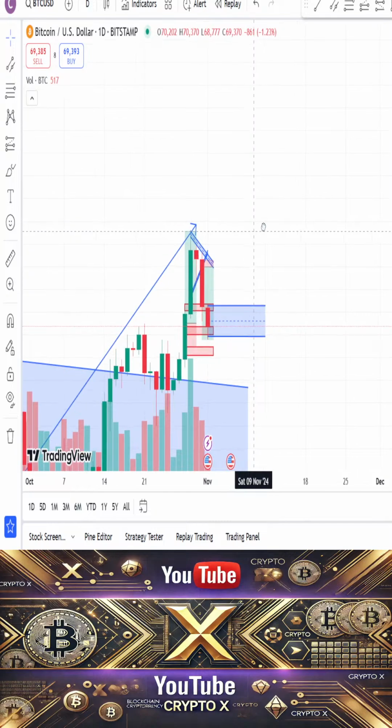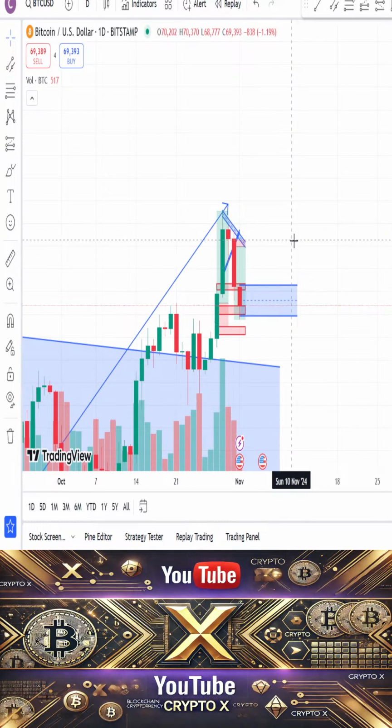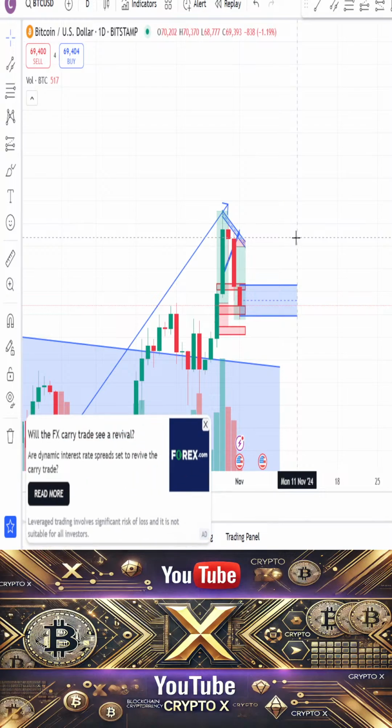So right now our vision is a little bit sideways. If it breaks our sideways channel, then it depends. If it goes up, we're going to take the trade on the upper side. If it goes down, we're going to go for the downside, and follow the trend, right? Yeah, you can also check.